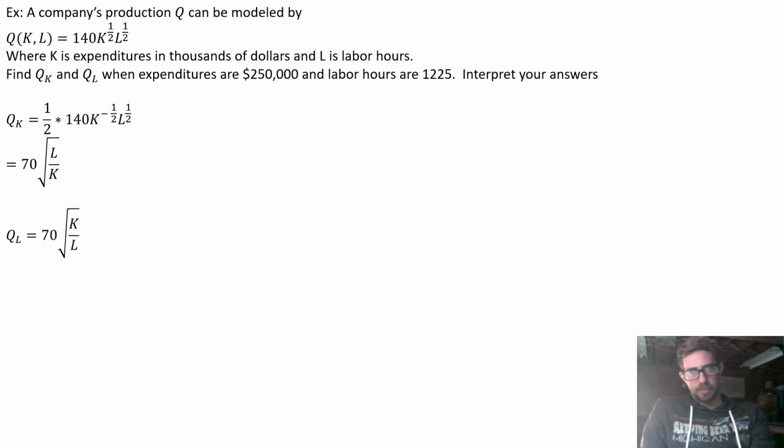Q_L, it's going to look exactly the same. Everything I just said holds. It's just that the K to the 1/2 is still to the 1/2, but the L is to the negative 1/2, so it winds up in a denominator, right? So it's exactly the same. It's 70 times the square root of K over L instead. So now we just plug in those numbers.